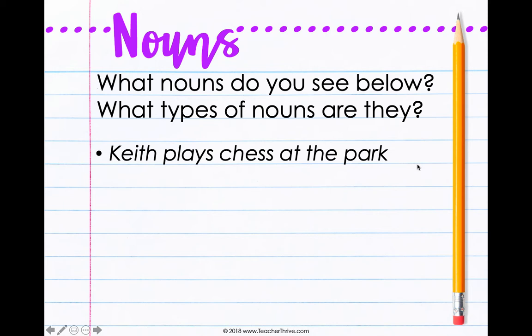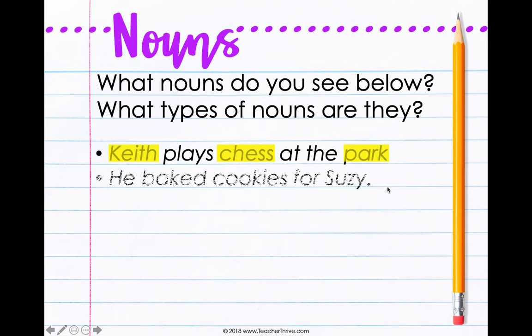Okay, kiddos, if you're pushing play, that means you have paused the video and written down which words in this sentence you think are nouns. Let's check them. We have Keith, chess, and park. We know that Keith is a name, right? It is a person. Chess, that's a thing, right? It's a game I can play. It's a thing. What about park? It's a place. Very good.